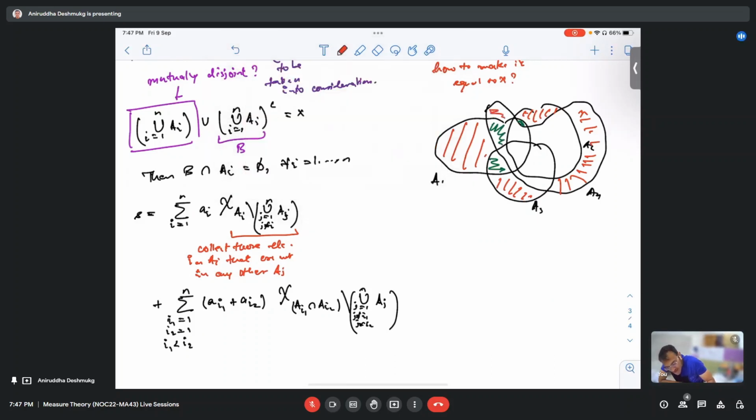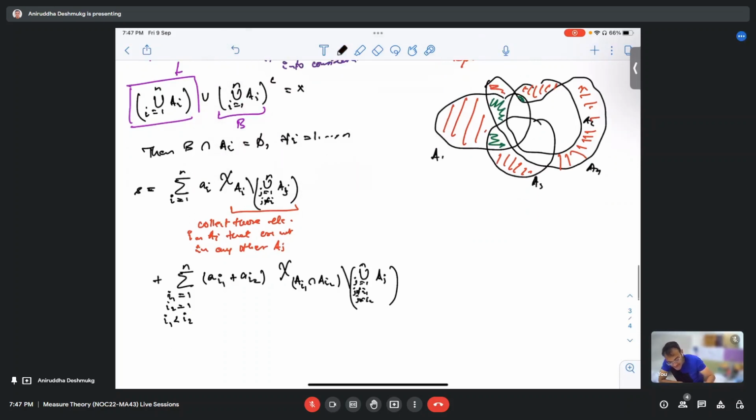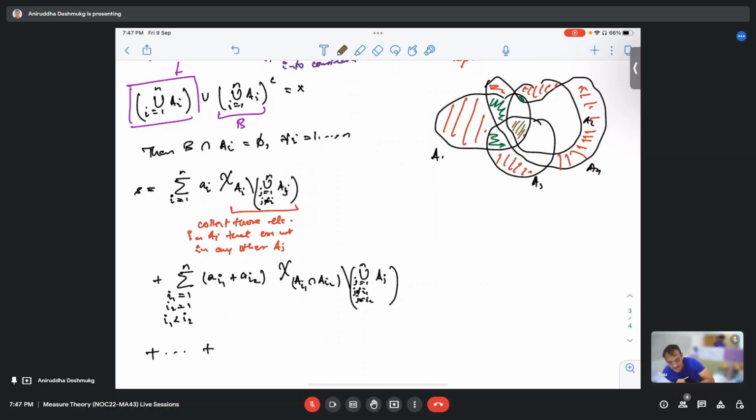Okay. So we have seen this, but still there are some points remaining, right? So we have to collect them. To collect them, I will take three intersections, and then I will keep on doing this until I reach the last one. The last one is the intersection of all those sets, which is this part, right?